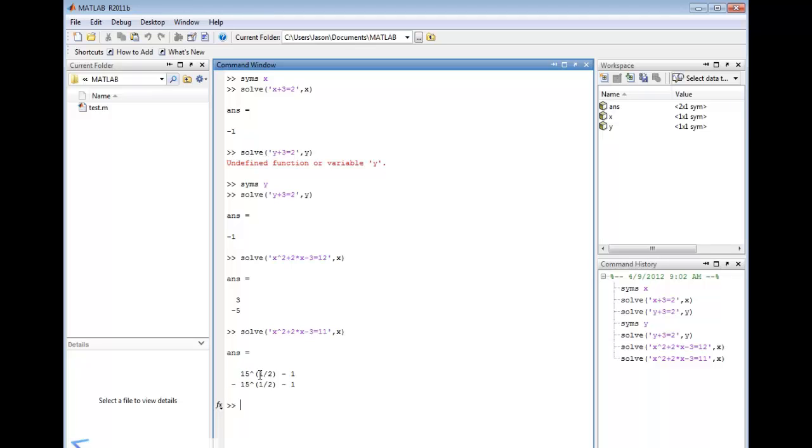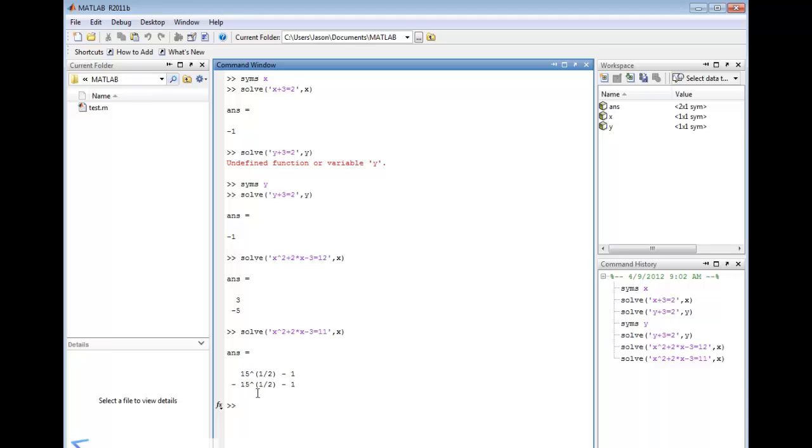It's the square root of 15 minus 1, and it's negative square root of 15, or square root of 15 with a -1 out in front, and then also -1. So we get the same two answers as we would get in a calculator. It's just that it's keeping it totally exact, and that's what the symbolic toolbox in MATLAB is always going to try to do.